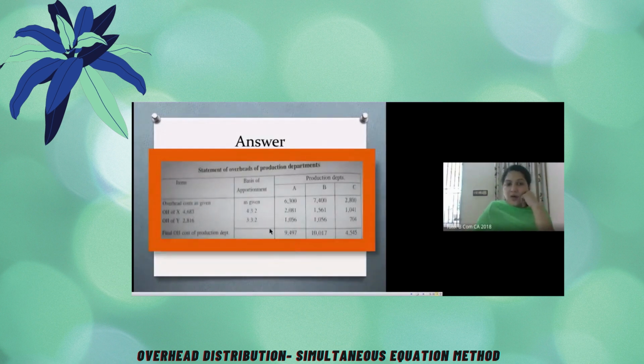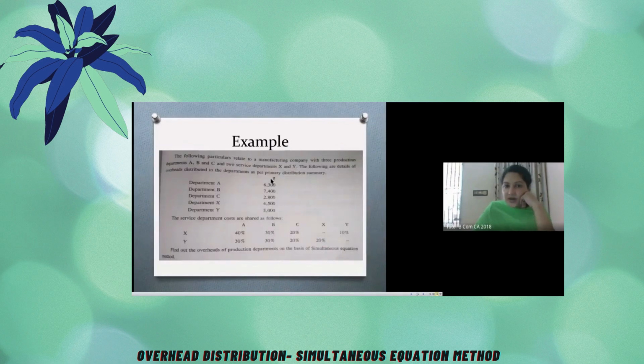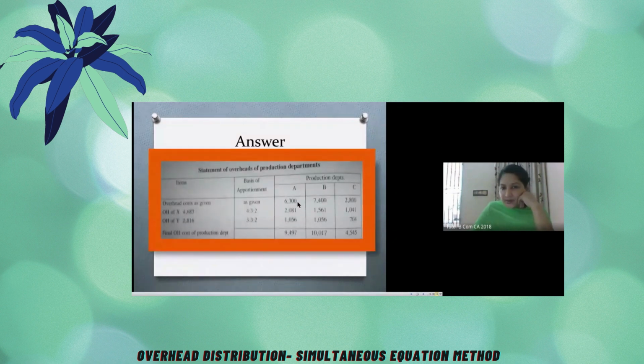In the last part, overhead distribution summary, I got the total I'm going to share between, this is already given, primary distribution summary, which was there in my question. 6,300, 7,400, 2,800. I just copied it over there. Now I have to share this with the departments. So 4,683 in the ratio of 4:3:2. Here there is no difference. Whatever we have learned in the previous method, the same is done here. We are sharing it to departments A, B, and C.